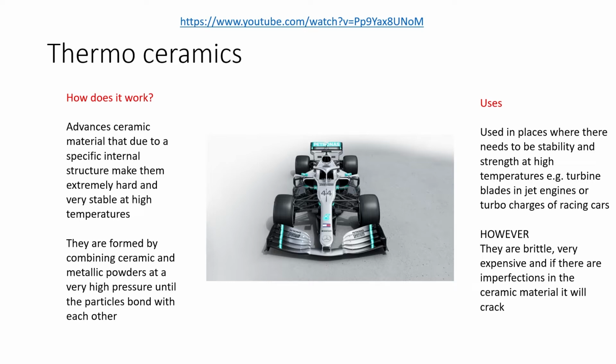So it's basically ceramics mixed with metallic powders at high pressure, so they've bonded together, and that means it doesn't deform, it doesn't crack, doesn't become brittle, doesn't break under huge temperatures. However, they are very, very brittle, and you still have the problem, like with normal ceramics, that you get imperfections and they crack sometimes. That's just how it is. But they're used a lot in things like turbine jets and turbochargers in racing cars or brake discs because they can withstand huge amounts of temperature. But if it gets an impact, then it will shatter. But as I said, check that video out because you look at it and think, oh my god, that's amazing.